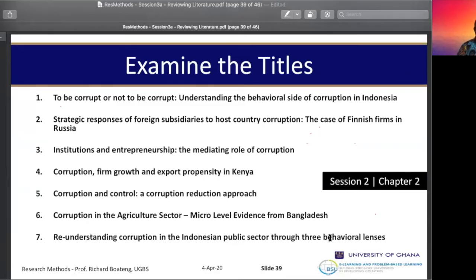Then re-understanding corruption in the Indonesian public sector, through three behavioral lenses. Okay, so corruption is the topic, Indonesia is the context, the domain is the public sector, and then all the population will come from the public sector. And then you have the contribution being the three behavioral lenses. The behavioral lens is the contribution.